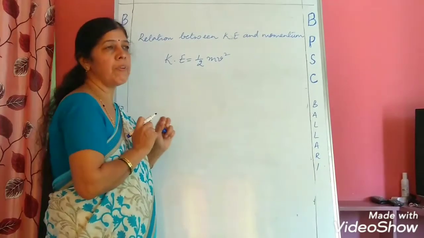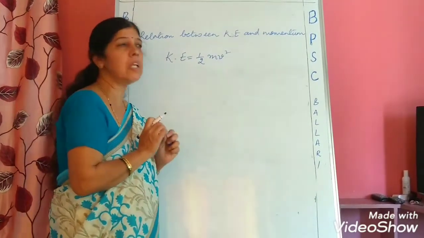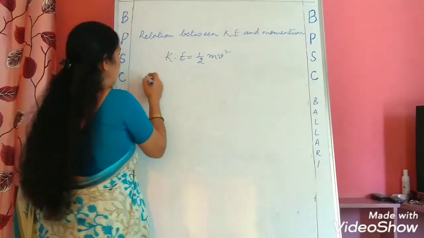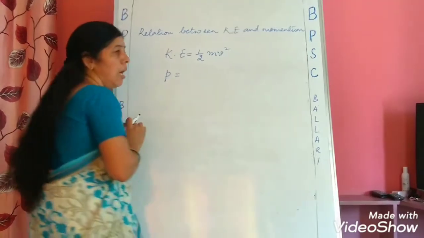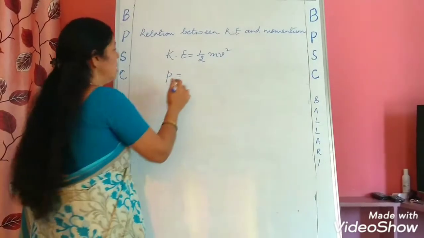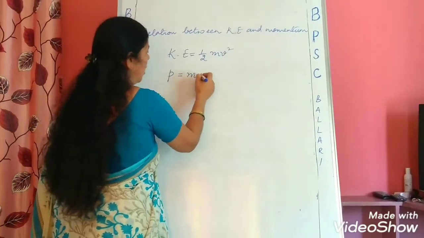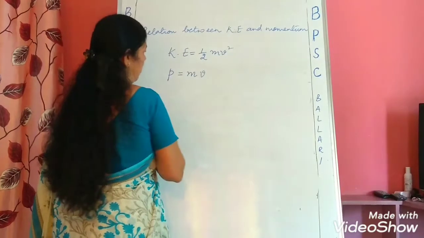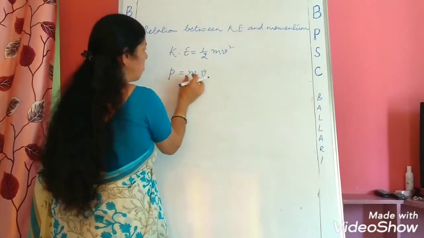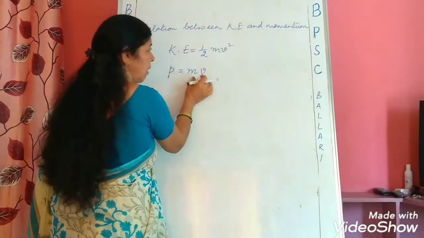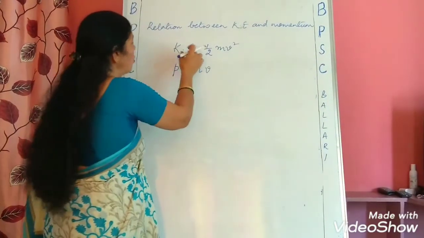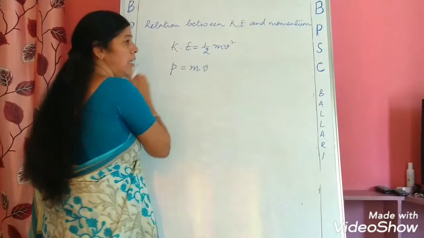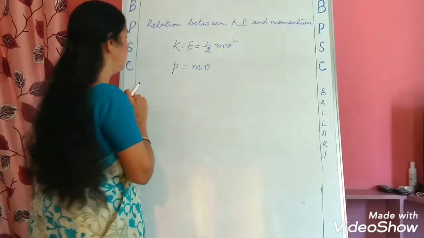In 9th standard, we have learnt an expression for linear momentum. Now, linear momentum is denoted by the letter P, and it is given by the expression m into v. Linear momentum is the product of mass and velocity. This is the expression we have learnt. Now, we have to relate both kinetic energy and linear momentum.